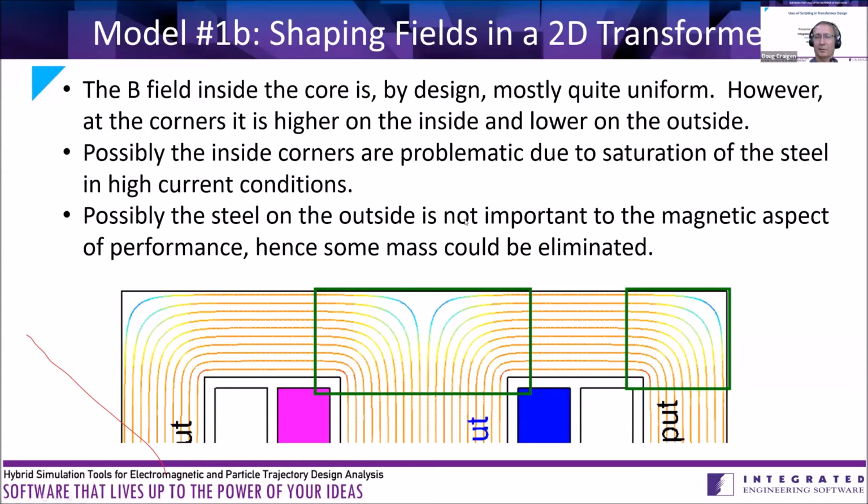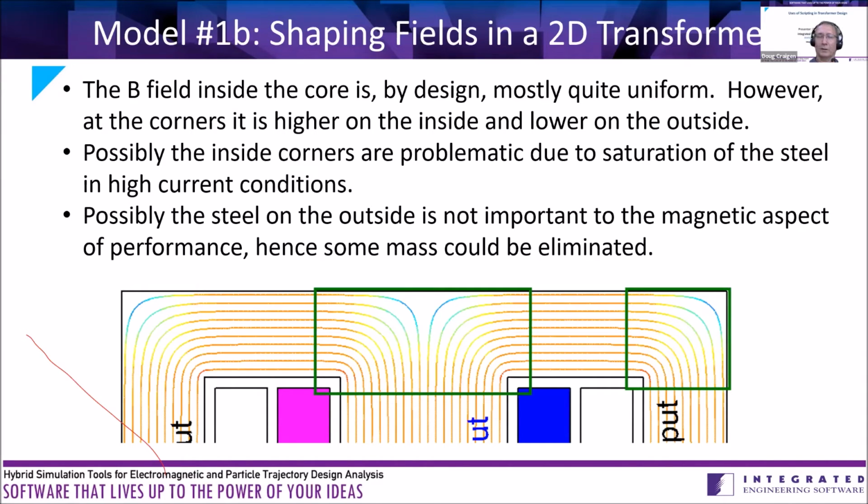So in particular, you may look at something like the low field area here. You may say, I wonder if I really even need steel there. It looks like if I got rid of that steel, it wouldn't affect things much. So that very weak flux could easily move in a little bit and it wouldn't change anything.